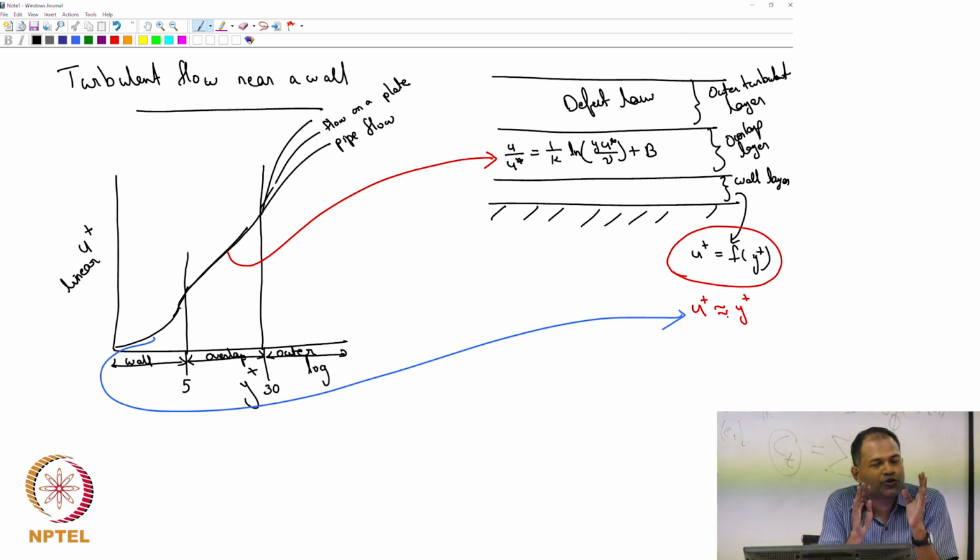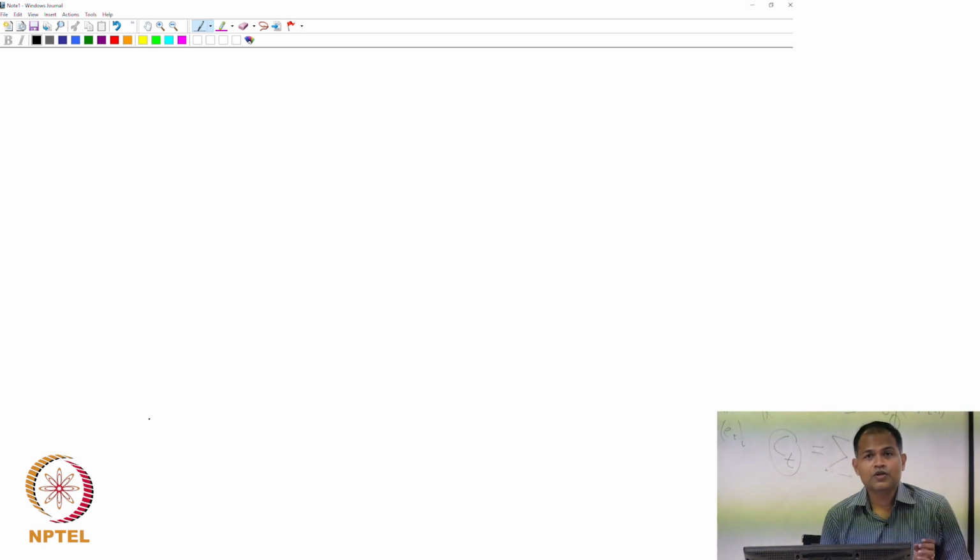In fact, what we are going to do from now onwards is skip the wall layer and the outer layer and just use the result of the logarithmic layer. Okay. So now we are ready to look at turbulent flow in a pipe.